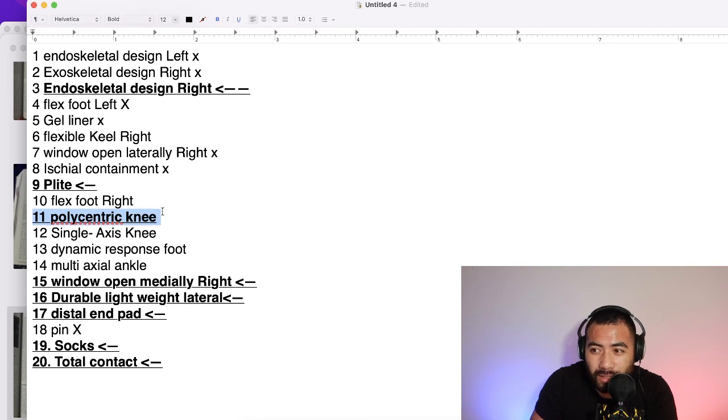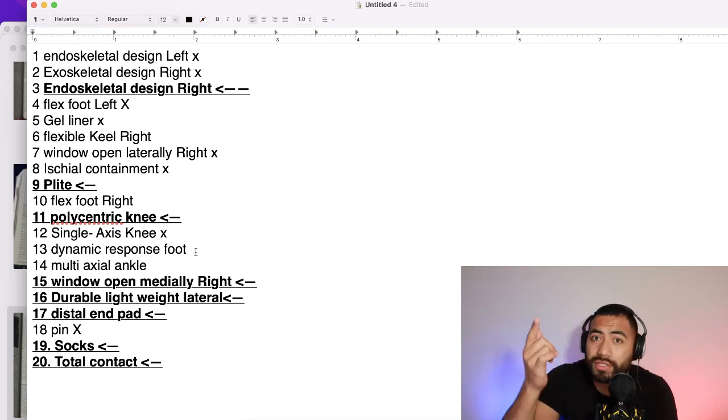Polycentric knee. Put arrow here. And then the last little bit would be, okay, flexible keel and right flex foot. Single axis knee. No. Dynamic response foot, multi-axial ankle. So we're going to go with the ankle. Multi-axial, uneven terrain. She said that. So that's where she works.